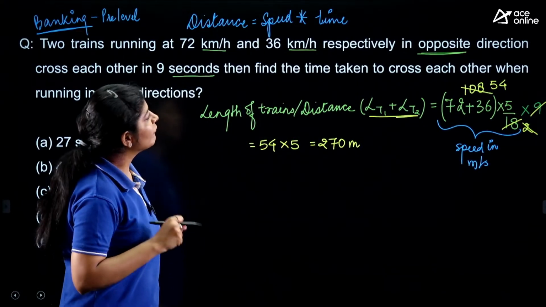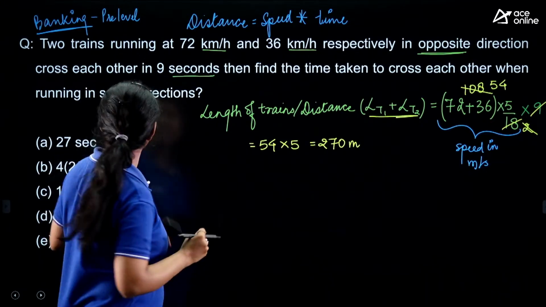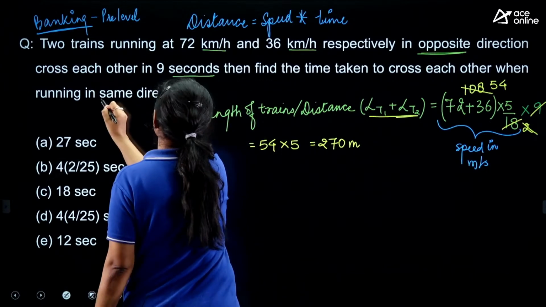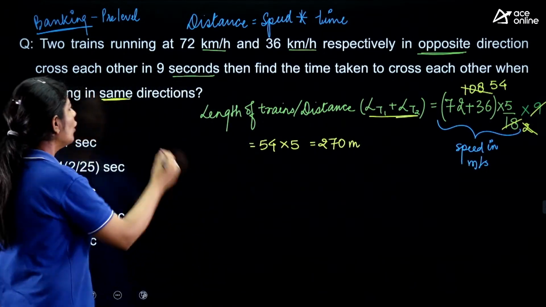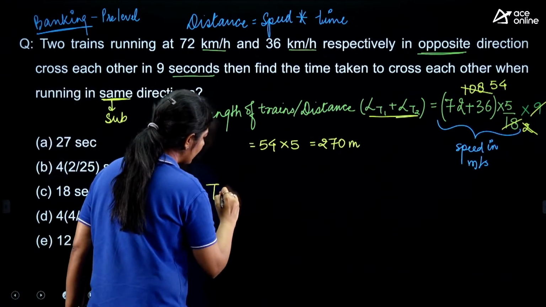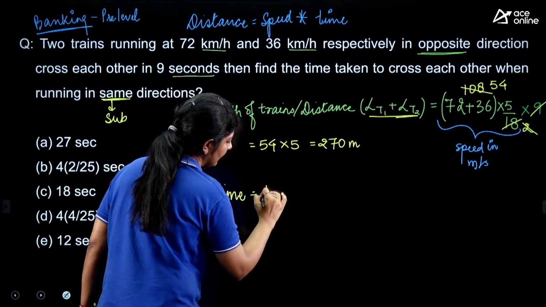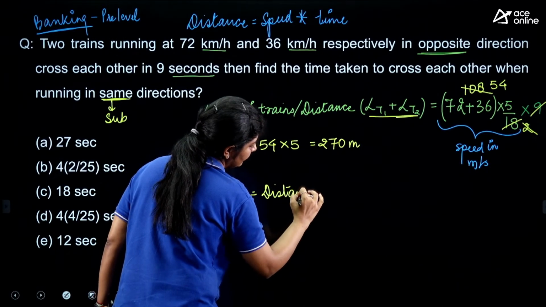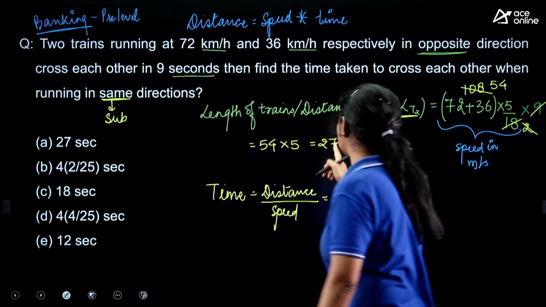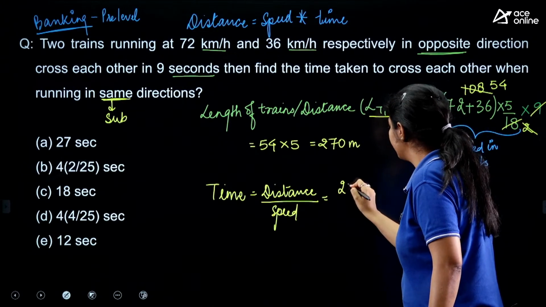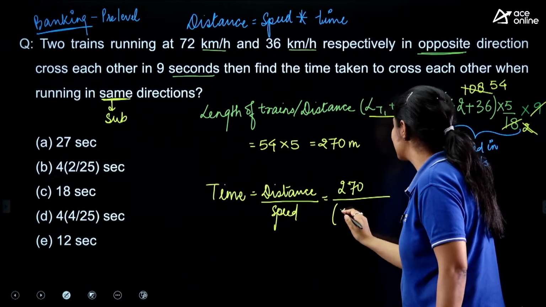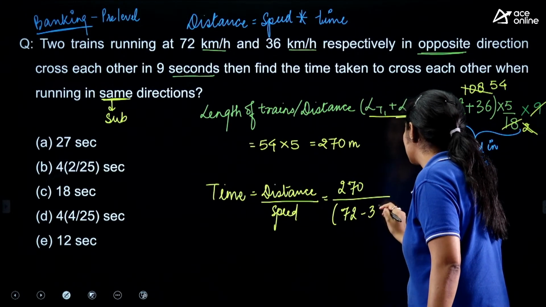Now the question says to find the time taken to cross each other when they are running in the same direction. Whenever it is the same direction, we need to subtract the speeds. To calculate the time, time is distance upon speed. The distance is 270 and the speed is 72 minus 36.